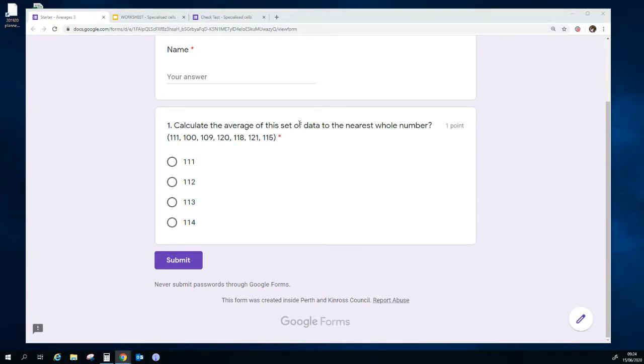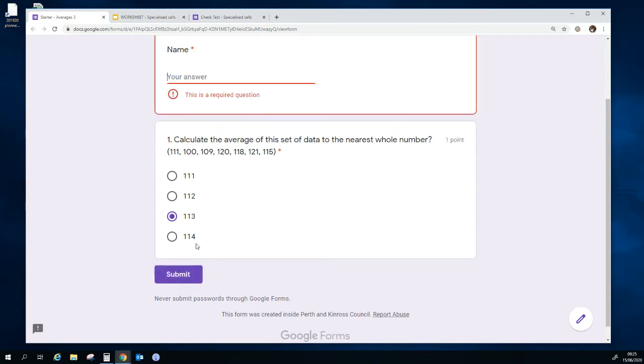So the first step in calculating an average is to add the numbers up. So 111 plus 100 plus 109 plus 120 plus 118 plus 121 plus 115. If my mental math is right, that is 794, which if you divide that by 7 will be around 113. So 113 should be the answer.